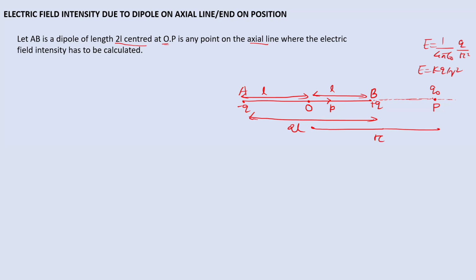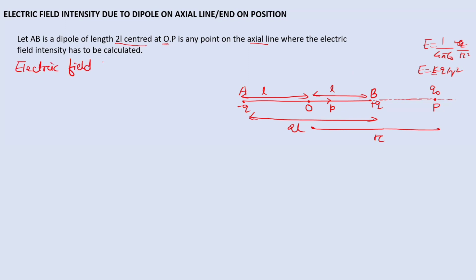First, we will write the electric field intensity due to the charge minus Q, then due to the charge plus Q. What we need to remember is that the magnitude of the charge in this formula will be the same. K is also constant. We will have to just see the value of R. That is the distance between the charge due to which we are calculating the electric field intensity and the test charge.